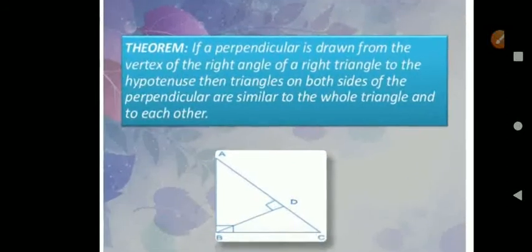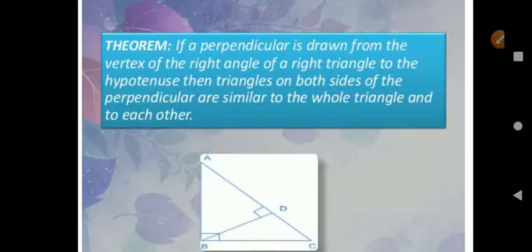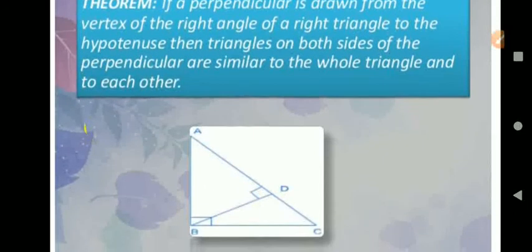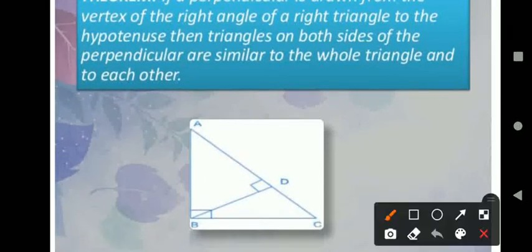Now the next theorem, which is related to right angle triangle. If a perpendicular is drawn from the vertex of the right angle of a right triangle to the hypotenuse, then the triangles on both sides of the perpendicular are similar to the whole triangle and to each other. Now here ABC is a right angle triangle, BD is the perpendicular, then two triangles are formed here.